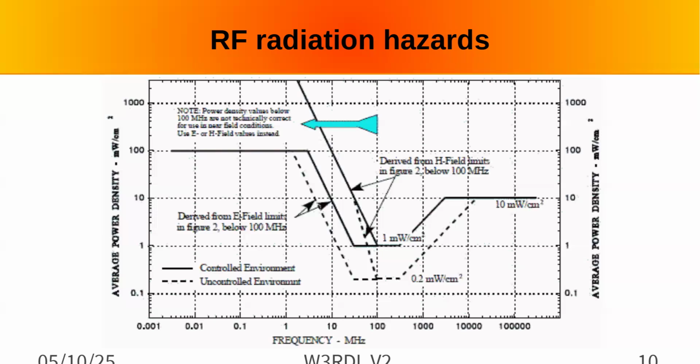You can do 100 milliwatts per square centimeter there at the HF, MF bands. And then when you get up, you can't tolerate as much on the UHF and microwave, but still a lot, 10 times what you do at VHF. The key is 30 to 300. That's why.